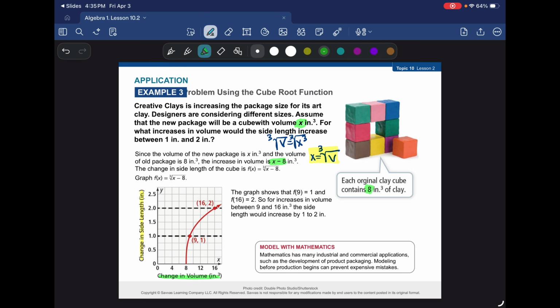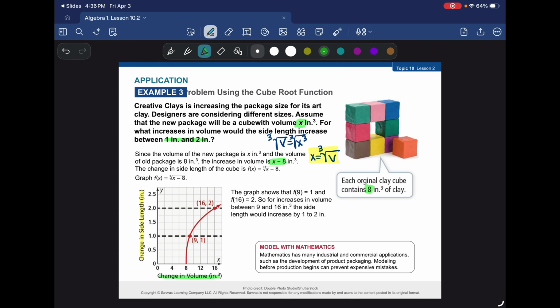According to the graph, we can see there are 2 volumes given, at 9 and 16, and then 2 side lengths given if we apply that formula. So evaluating 9 minus 8, the cube root of that is 1. And then evaluating 16 minus 8, the cube root of 8 is 2. So they chose easy numbers on the graph. The output again is measuring side length. So for our side length to go from 1 to 2, as it asked in the question, our volume needed to go from 9 to 16.